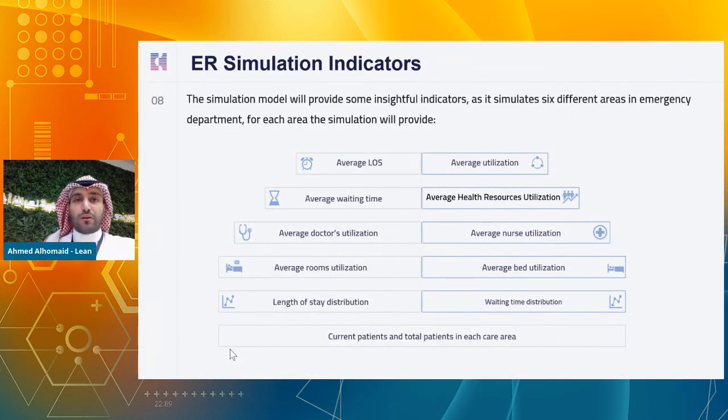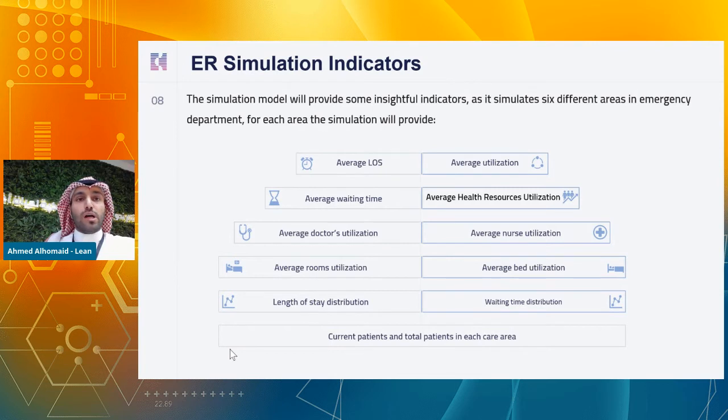The output of the model has multiple parameters or KPIs. First of all, the average length of stay. As we mentioned, the length of stay from entering the hospital until leaving the ER department. In addition to the average utilization of resources, human resources or other health resources such as beds and ventilators. The average waiting time and the average health resources utilization, and the utilization of doctors, nurses, beds, rooms.